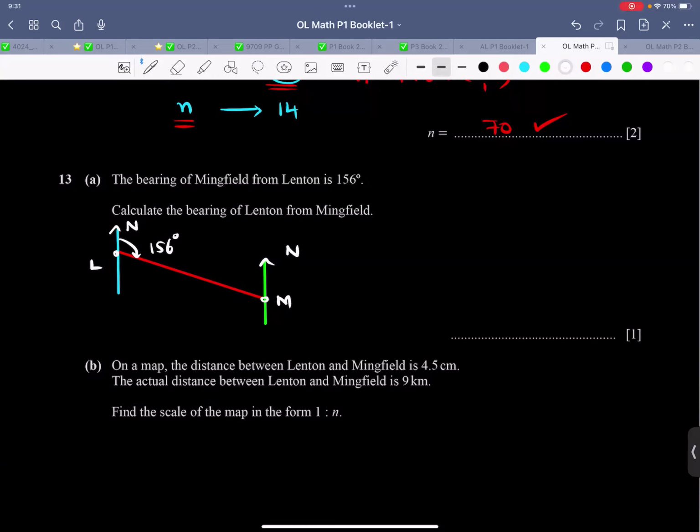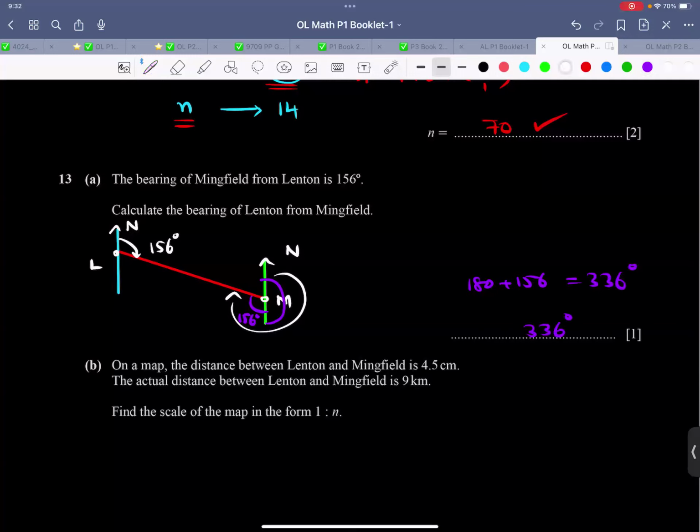Calculate the bearing of L from M. So now we are interested in finding this one. So I think what we can do is just find this angle, this green. I think the green is mixing with the other green. Just find this angle, which is 156. And this thing is 180. So 180 plus 156, that is 336. That's 336 is the answer.